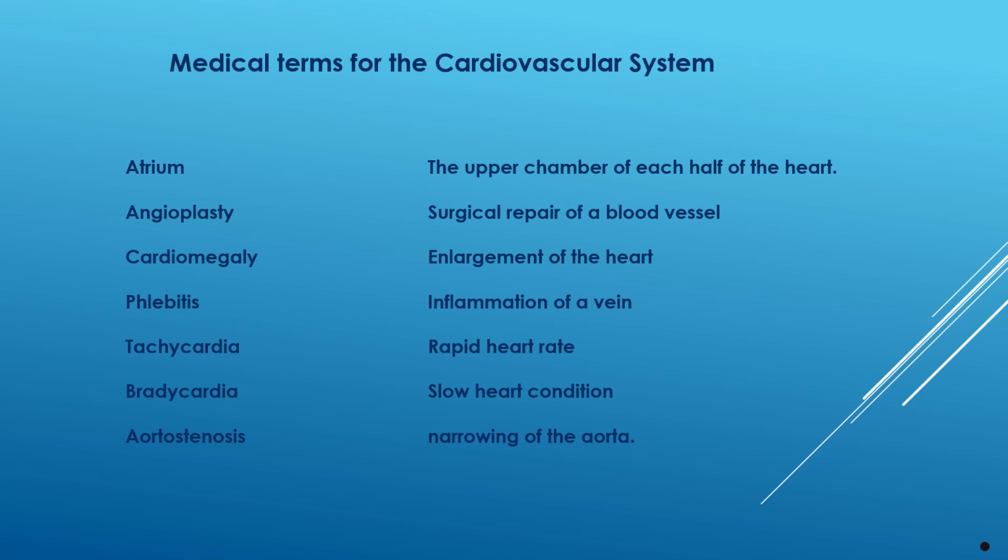And finally, we have on this slide aortostenosis. It is pronounced aortostenosis. The prefix aorto means the aorta. And the aorta is the largest artery in the human body. The suffix stenosis always means narrowing. So aortostenosis is defined as narrowing of the aorta.